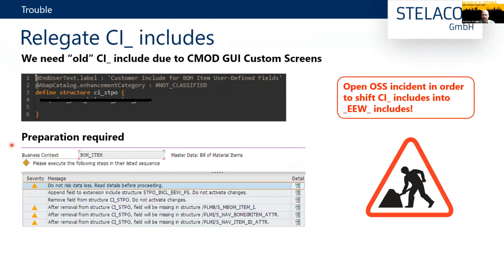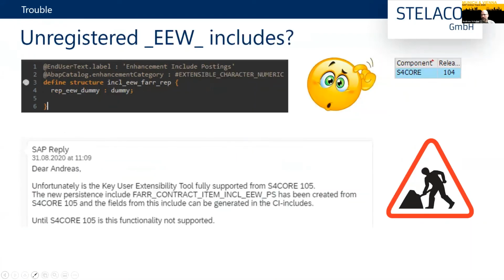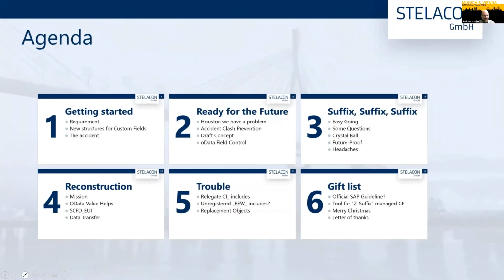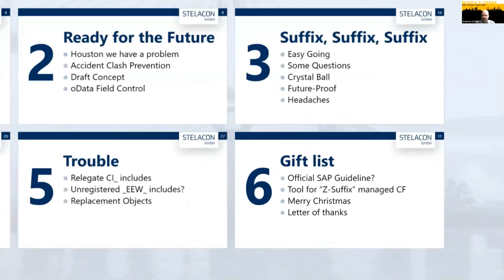So we have the problem that sometimes old CEI includes were not part of the new EEW include, which means roadworks, and create OSS incidents. And there are sometimes EEW includes which are not registered, also roadworks. And the answer from SAP was, yeah, with the next release, there will be a new structure, and the new structure should be part of the registry and also roadworks. Yeah. And I will skip this. If you're interested in this, then you can read it later on.